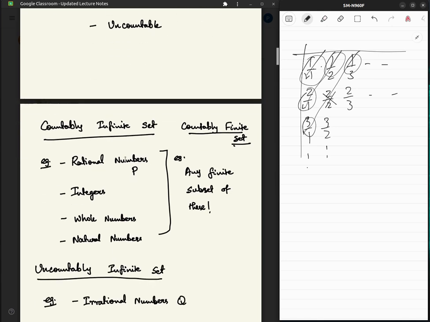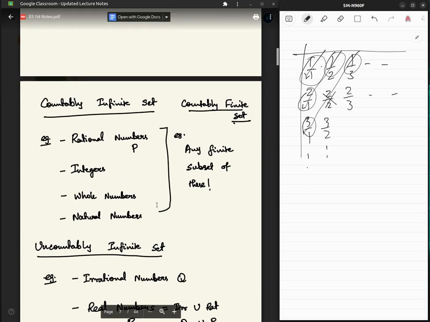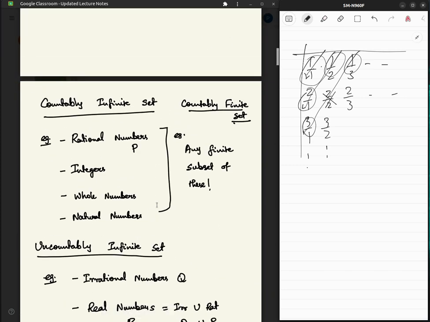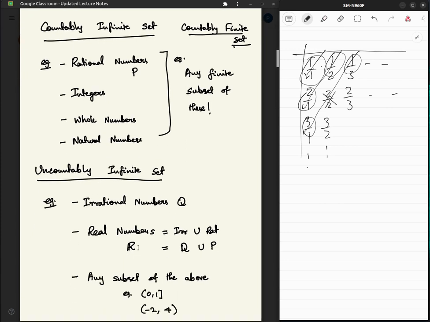So it's just a fact. It happens so that rational numbers are countable and irrational numbers are not countable. So their union is of course an uncountable set. Okay. Now what is this uncountably infinite set?